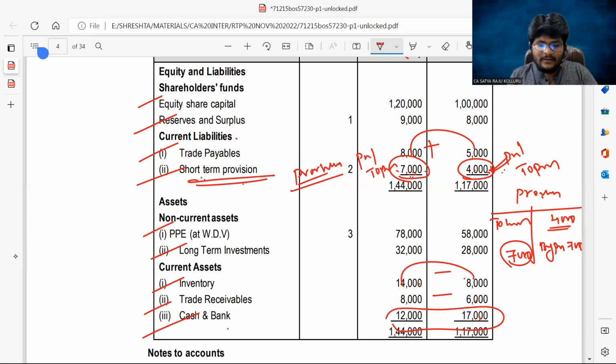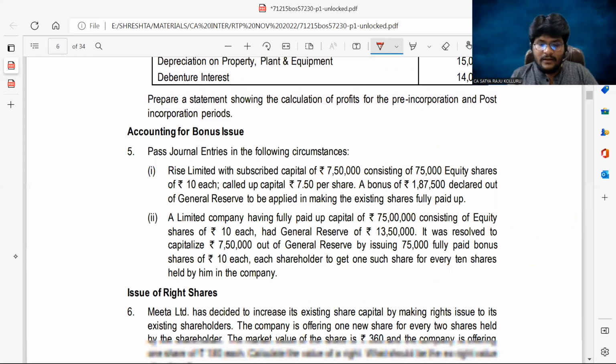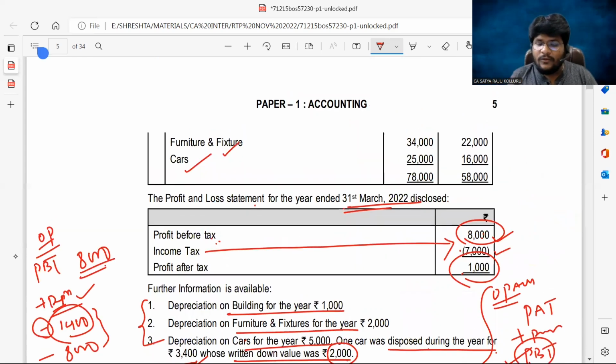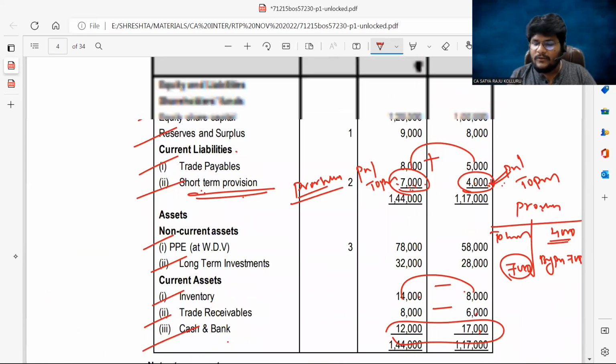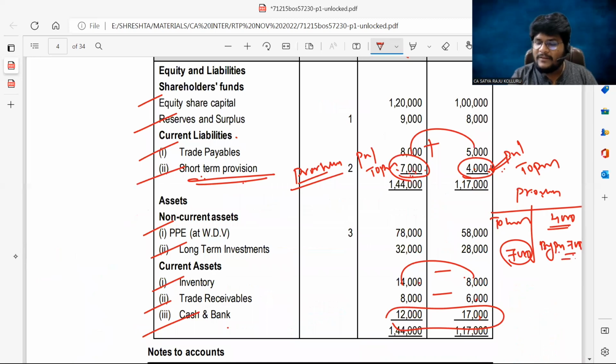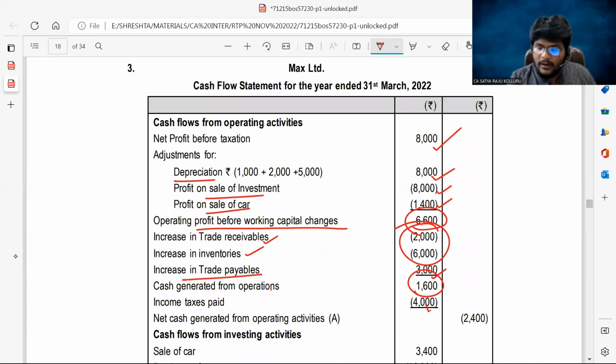If that is the case, if they created only 3,000 in the current year, then why was it reduced by 7,000 in the P&L account? That means they did not create 3,000 in the current year, they created 7,000. That means 7,000 in the P&L account means they created 7,000 provision in the current year. So that's why P&L to provision for tax 7,000. The entire 4,000 was paid in the current year, so the taxes paid was related to the last year's provision simply, and the 4,000 amount got reduced.